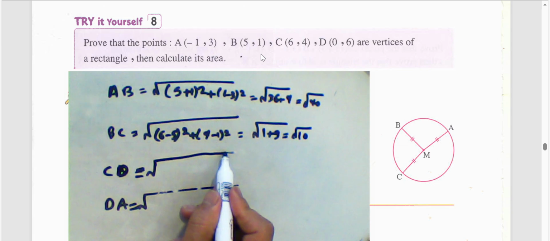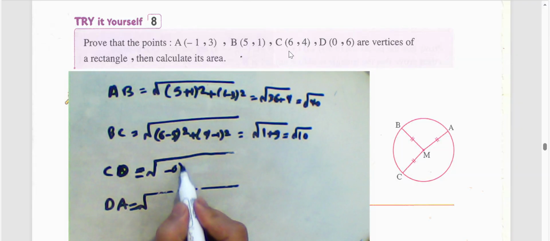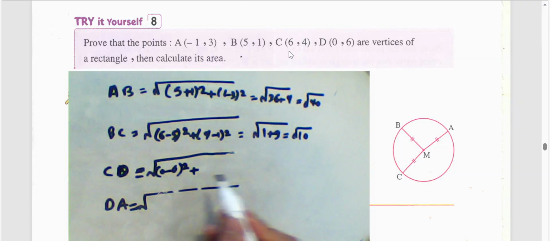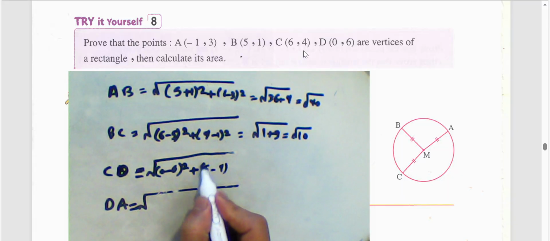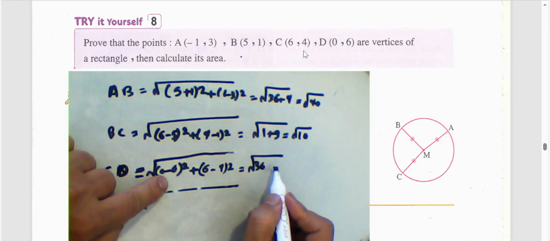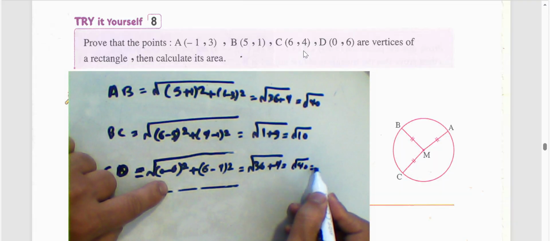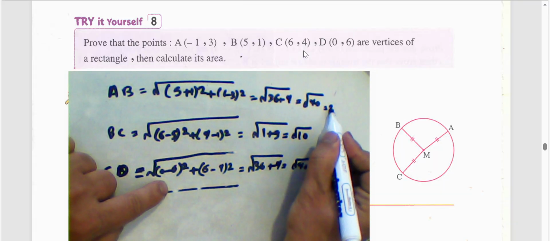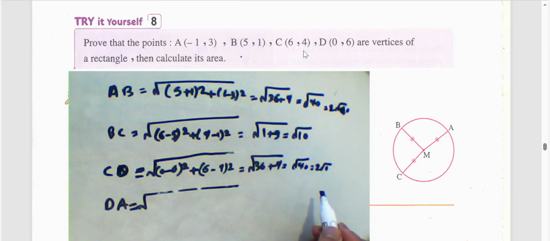And what about CD? Look at the C and D. 0 minus 6 will be negative 6. Negative 6 power 2, and 6 minus 4 power 2. We have 36, and 6 minus 4, 2. 2 power 2, 4. The result will be square root of 40. It will be 2 root 10. They are equivalent. 2 root 10. Okay.